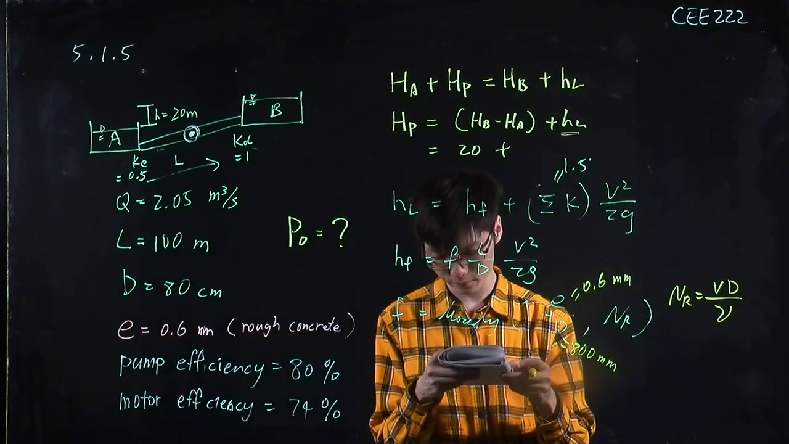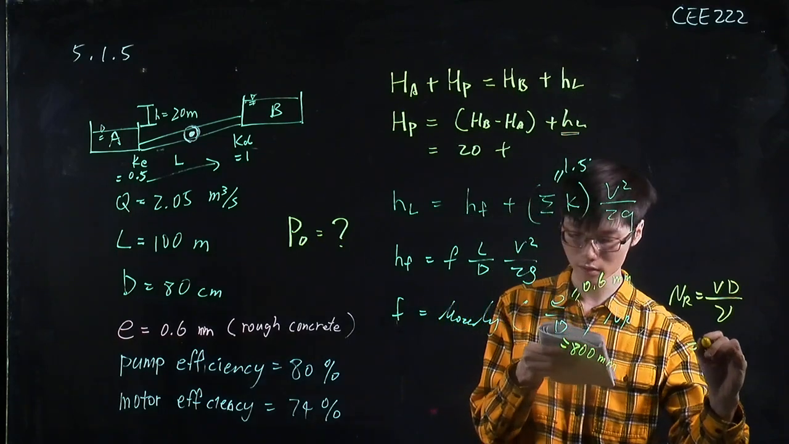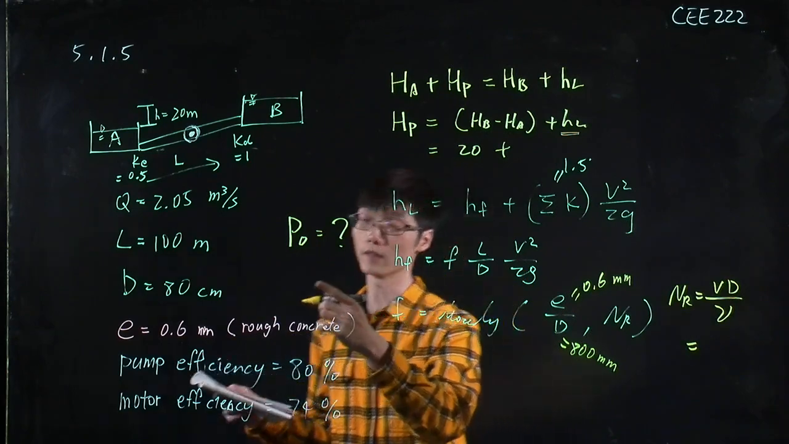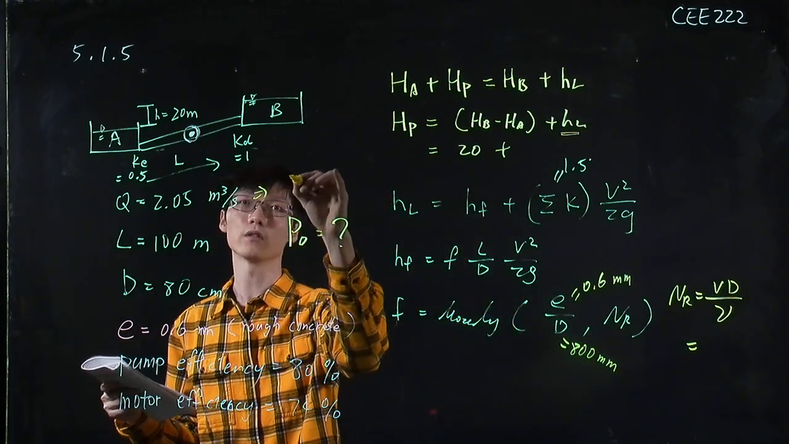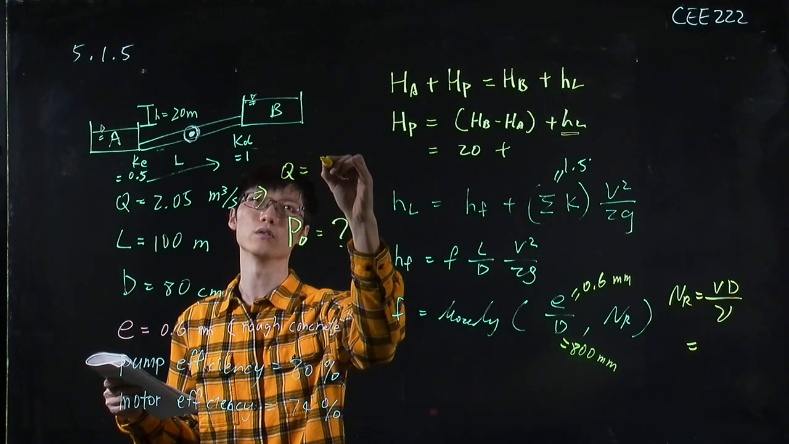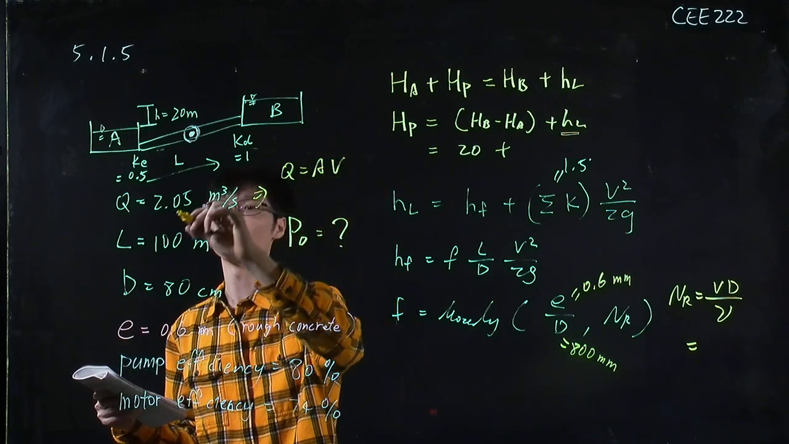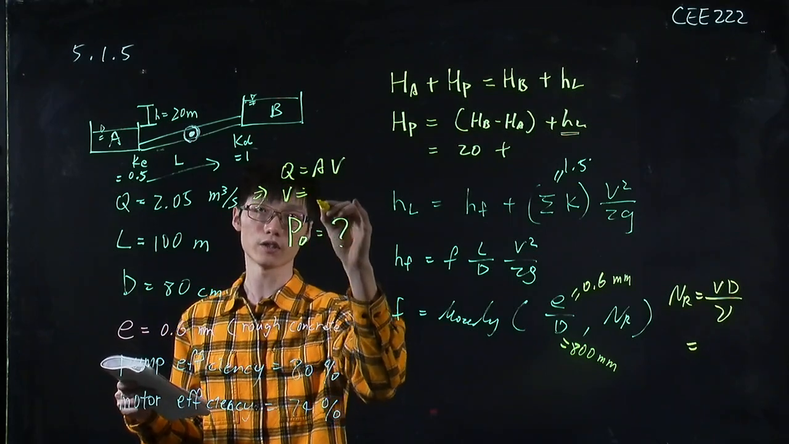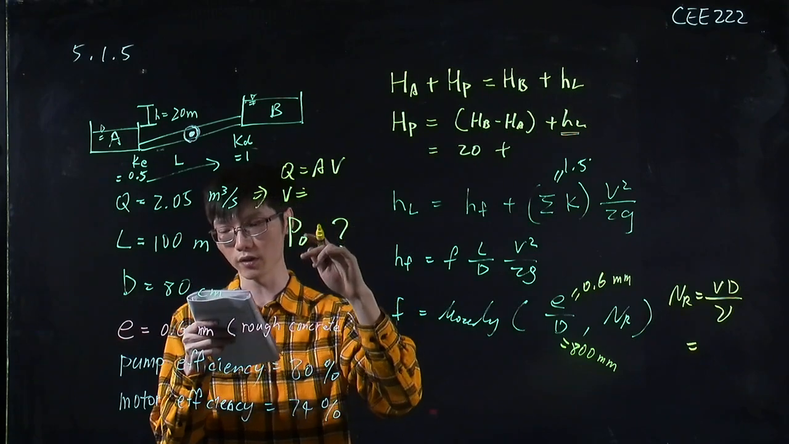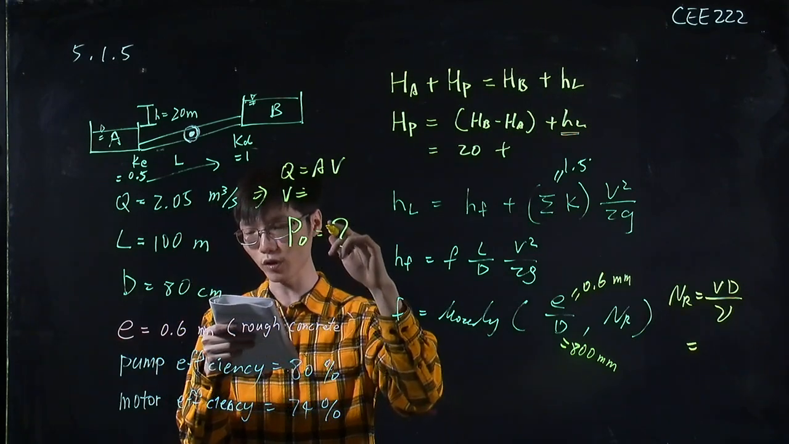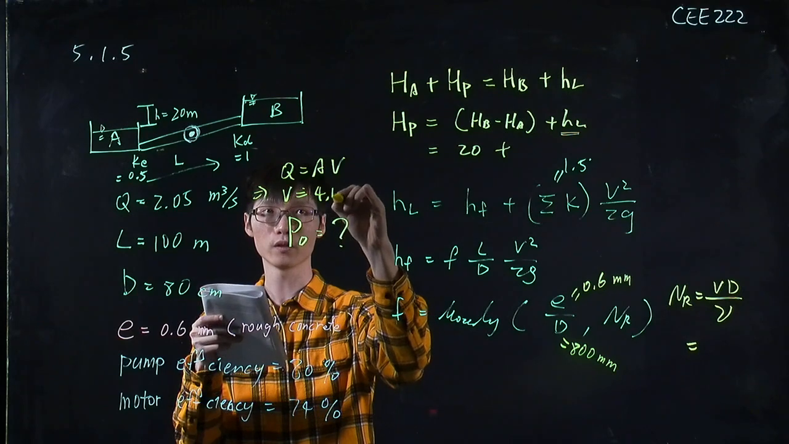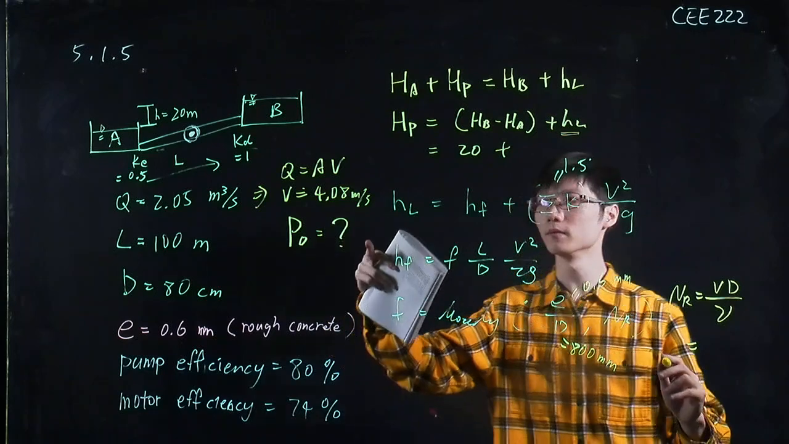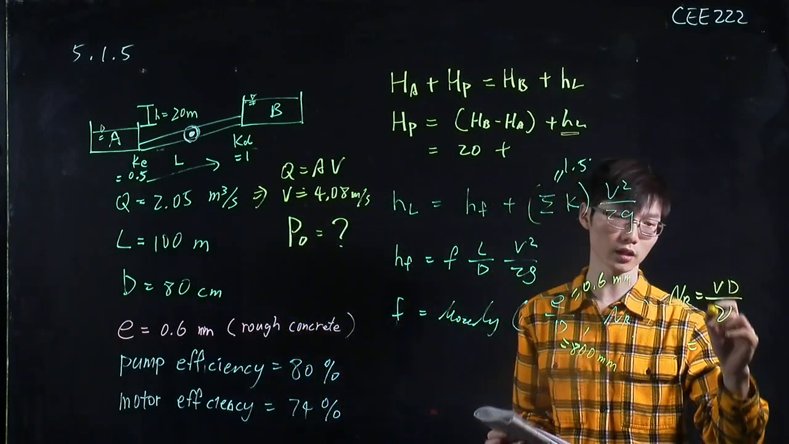If you plug the values in, we don't know the velocity yet, right? But because we know the flow rate, the flow rate equals A times V, and we also know the diameter, so we can calculate V. To save time, I just give you the number for the velocity, which is equal to 4.08 meter per second.